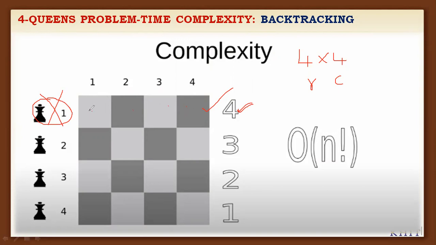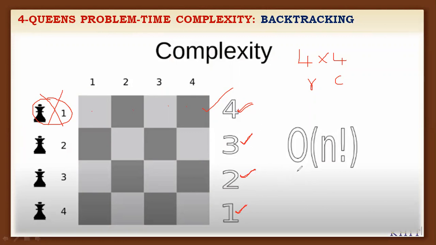Next, the possibility of placing the second queen is 4 minus 1, that is 3. Once the second queen is successfully placed, I can place the third queen in 2 possible ways. Once 3 queens are placed on the 4 by 4 chessboard, I have only one place. Definitely, I need to place the leftover queen in that place only. So that means 4 into 3 into 2 into 1, it is going on decreasing.